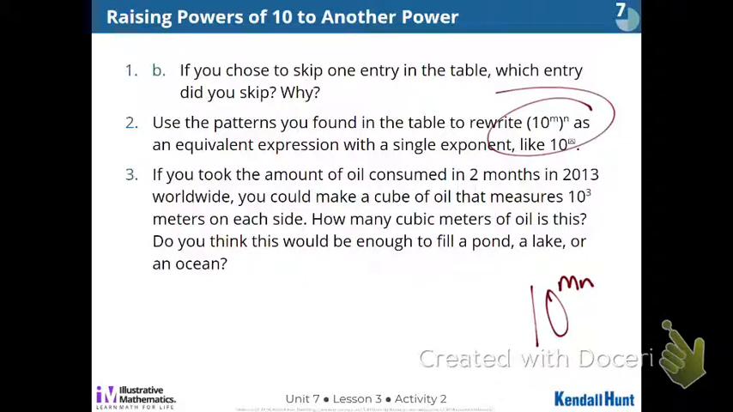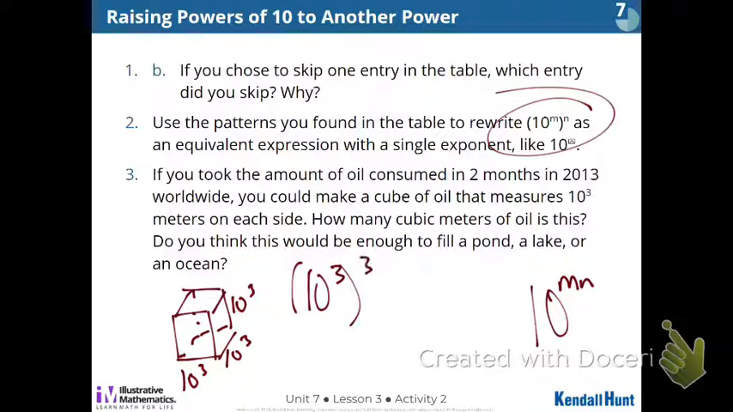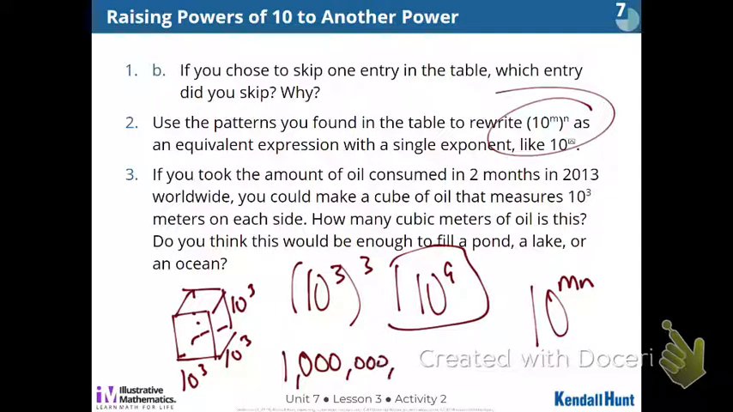Guys, this oil thing is crazy. I'm hoping the numbers are real. But they're saying in a 2-month period, there's a 10 cubed meters on each side of a brick of oil used. So 10 cubed doesn't sound that crazy, right? But this is really 1,000 times 1,000 times 1,000. Or the volume would be 10 to the 9th, right? 10 to the 9th cubic meters, which is 1 billion. 1 billion? Oh my gosh.